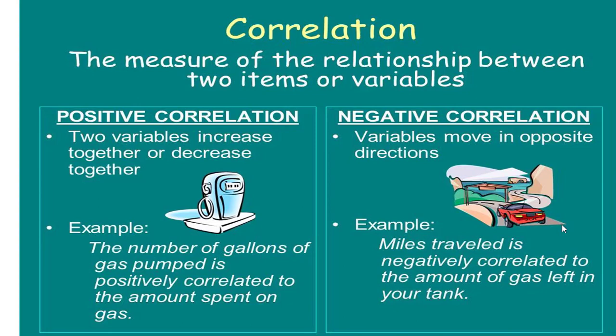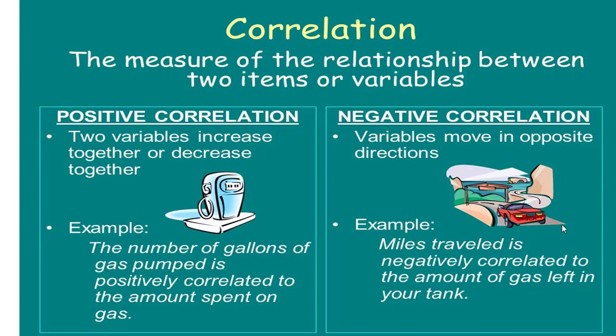Let's start with correlation. So what is the correlation? Correlation is a relationship between two variables. You can see examples of two variables on the screen. For a positive correlation, two variables increase together or decrease together.